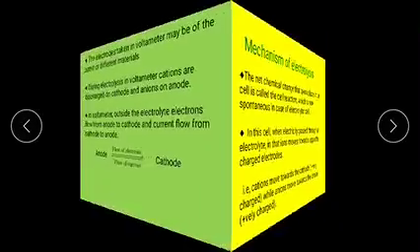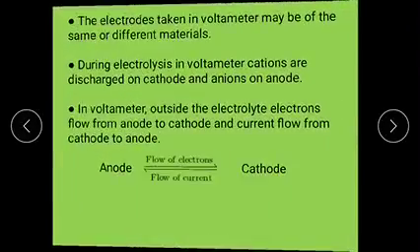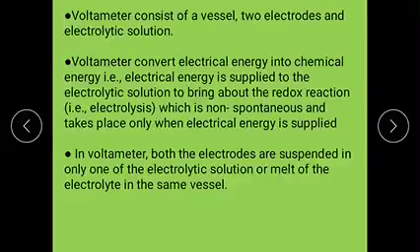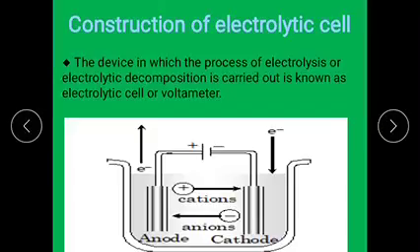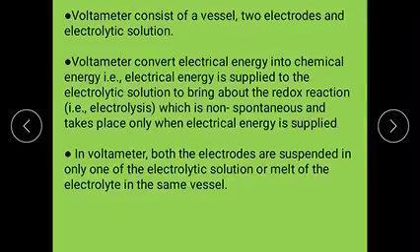It is the construction of an electrolytic cell. This process is carried out in a vessel known as a voltameter. It consists of one electrolyte solution and two electrodes. Here the electrical energy is converted into chemical energy by the supply of electricity. Then redox reactions occur at the electrodes.